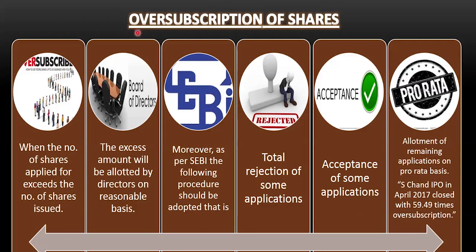So oversubscription is something which happens naturally. Only the number of times a particular IPO is oversubscribed changes. Sometimes a particular IPO will be oversubscribed many times, like in the case of S-Change, where it was almost oversubscribed 60 times. And in some cases, it will be oversubscribed only 1.5 times, 2 times, etc.